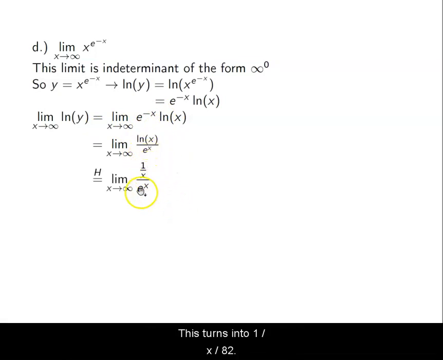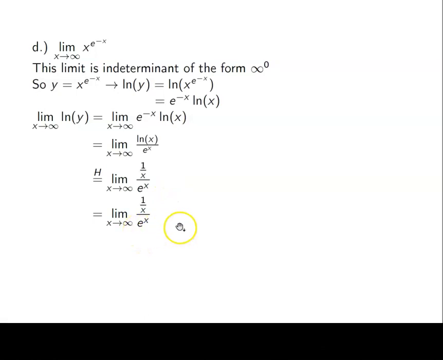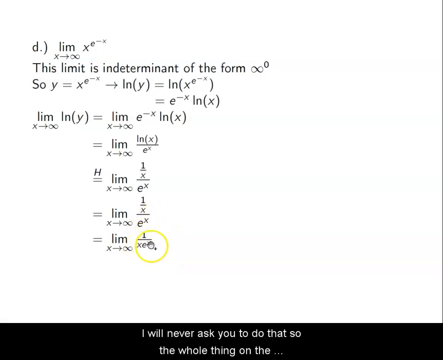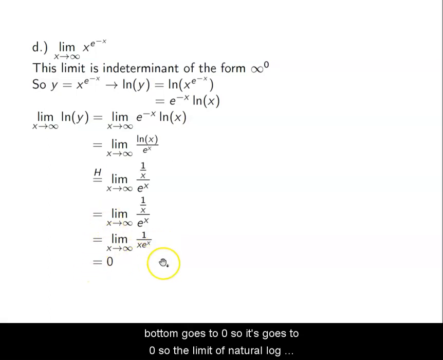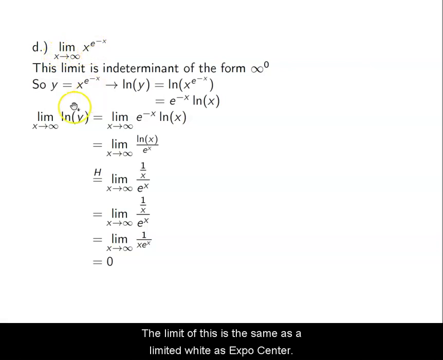This turns into 1 over x over e to the x. So now I have 0 over infinity. So both things pretty much go to 0. I could simplify this a little bit more, but it's not going to be super helpful. So 1 over x e to the x. The whole thing on the bottom goes to infinity, so this goes to 0. So the limit of natural log of y goes to 0. And that is going to be my answer, right? So the limit of this is the same as the limit of y as x goes to infinity.